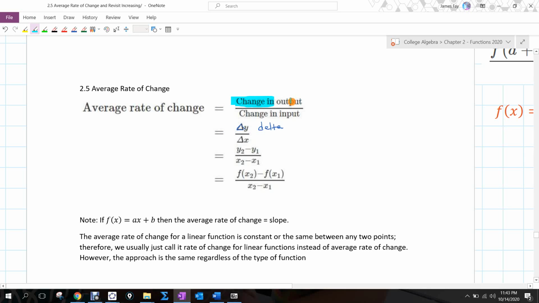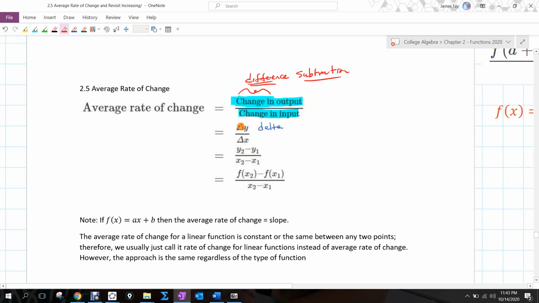So you think about functions, your output, that's your y, your input, that's your x, your independent and dependent variables. So delta y is a shorthand way of saying change in output. Delta x is a shorthand way of saying change in input. Now, how do I get change in y? Change means difference in mathematics, and the way we do difference is subtraction.